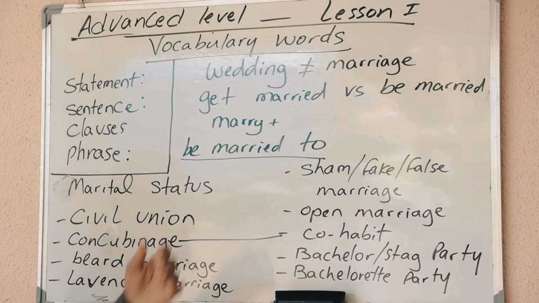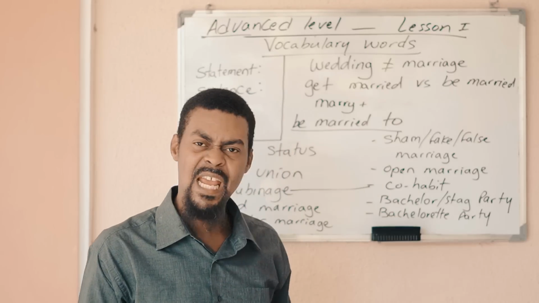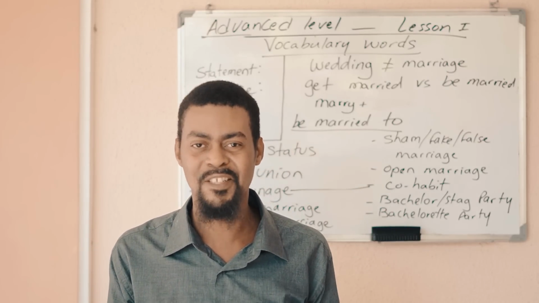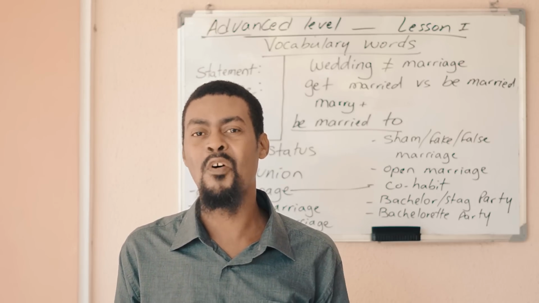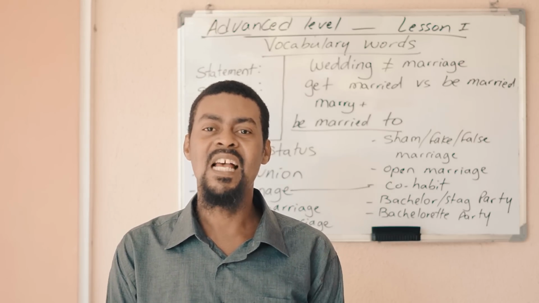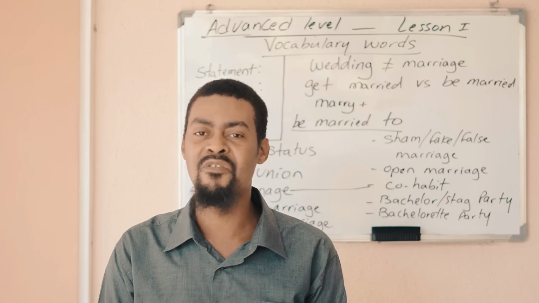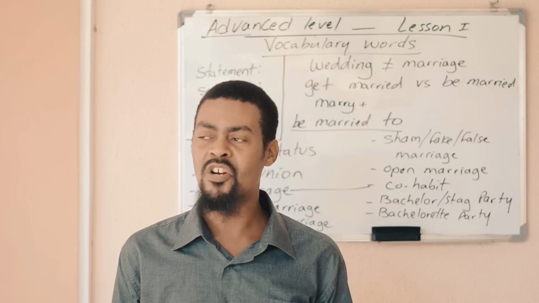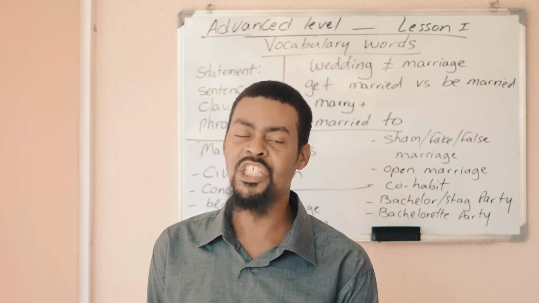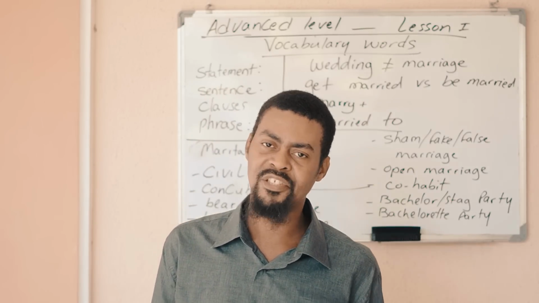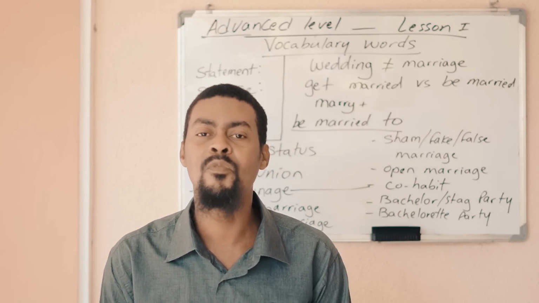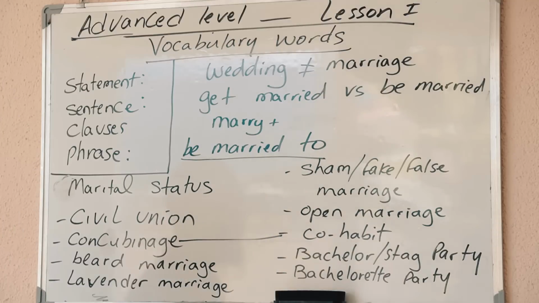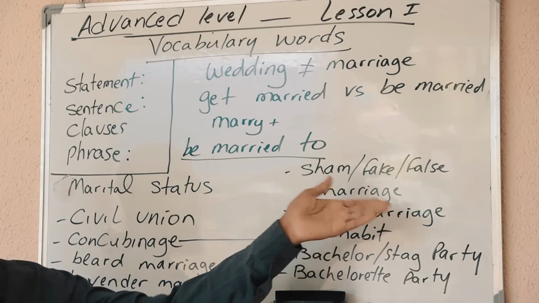Okay, going for the next one. We have sham or fake or false marriage. It has to do with immigration most of the time. You marry someone maybe for the green card, residency. A sham marriage or a fake marriage is done in order to obtain papers. We call it sham or fake or false marriage.